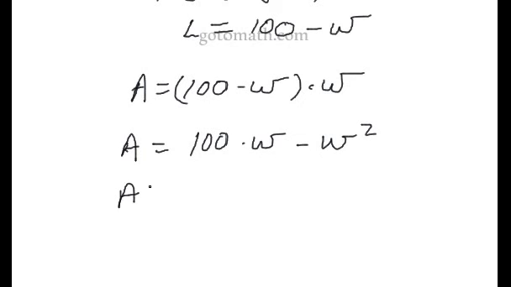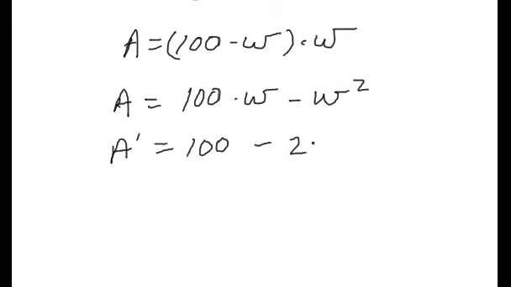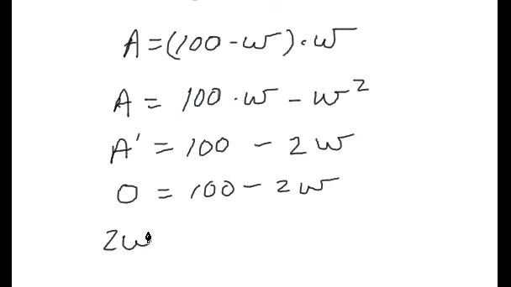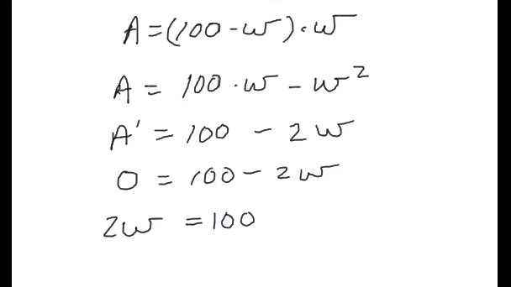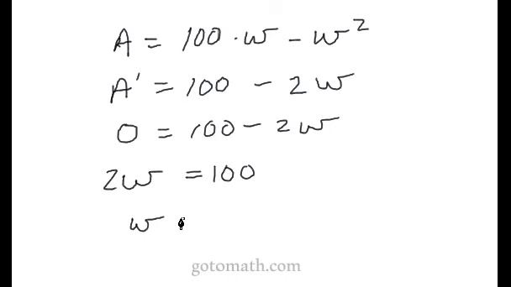So I'm going to write A prime is equal to 100, right? The derivative of 100 times W. Alright, so we took the derivative. Now what we're going to want to do is set it equal to 0 and solve for W. So let's do that. Minus 2W, and we solve for W. I'm going to go ahead and take the 2W over here to the left and multiply through by a half, and that's going to give us W is equal to 50.